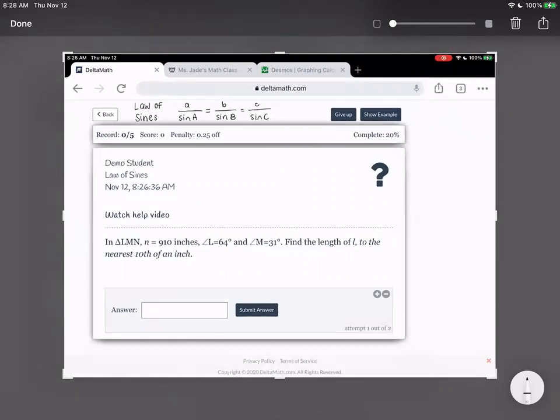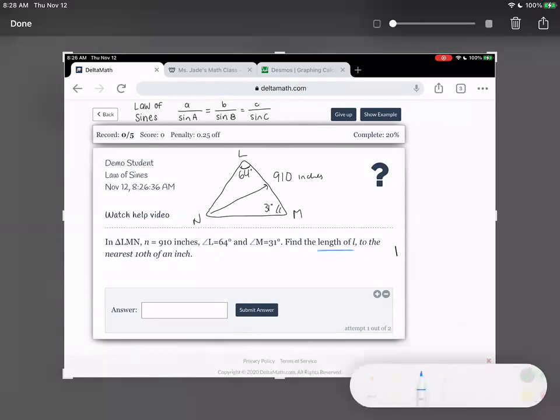All right, so in triangle LMN, I'm going to draw a picture. N is 910 inches, so that's this one. Angle L is 64 degrees, and angle M is 31 degrees. Find the length of L to the nearest tenth of an inch. So we want to find the length of this one.